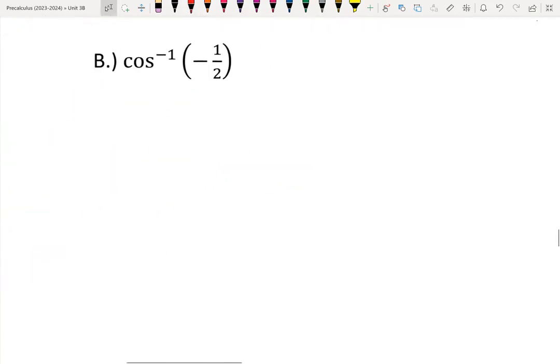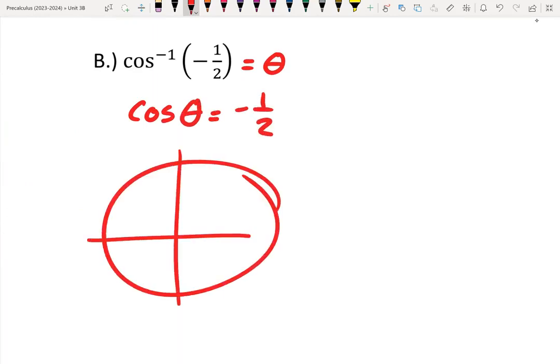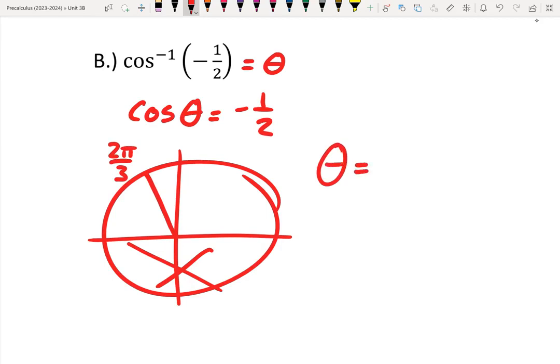Problem B, we have cosine inverse of negative 1/2. That is equal to theta. So cosine of theta equal to negative 1/2 again. In our two quadrants for cosine inverse, where does cosine equal negative 1/2? Well, that would happen here at 2 pi over 3. And since we're going from 0 to pi, we don't have to write that as a negative angle. We can just go ahead and say our angle is 2 pi over 3.